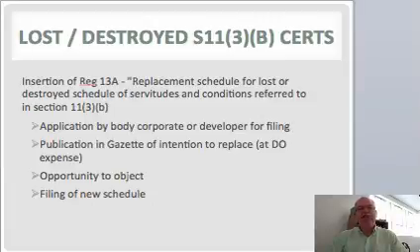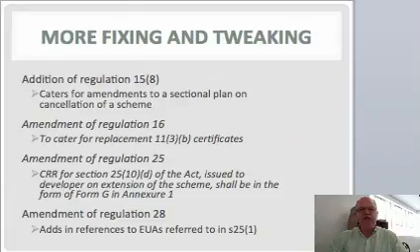So Regulation 13A caters for a process whereby either the body corporate or the developer, if the body corporate hasn't been formed, can make application for filing of a replacement certificate. There must be publication by the Deeds Office and at its expense in the Government Gazette. There's an opportunity to object, and finally there's a filing of the new schedule.